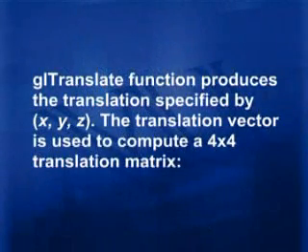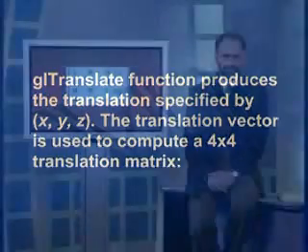GL translate function produces the translation specified by x, y, z. The translation vector is used to compute a 4x4 translation matrix. And you can see this is in accordance with what we have already discussed. Look at the rightmost column. X, y, z. These are those translation factors which would be used. And whatever our current matrix would be, that would get multiplied by this translation matrix with the translation factors x, y, and z over here.